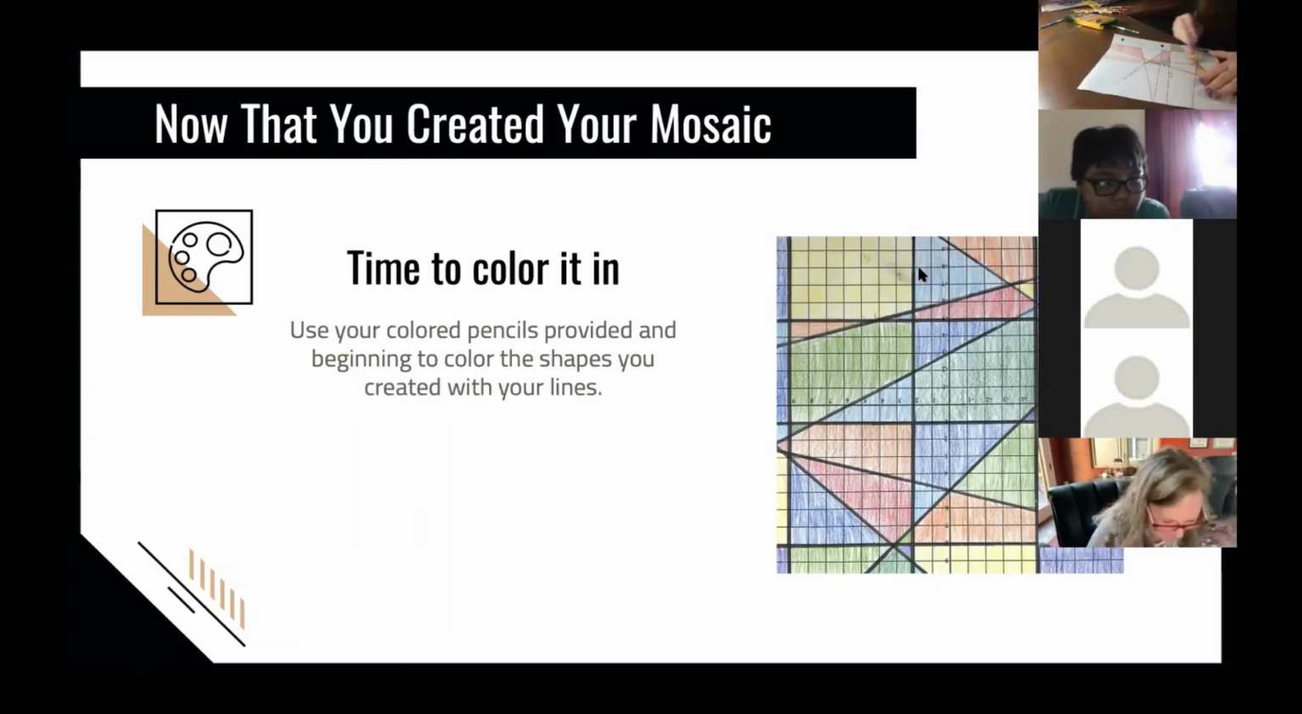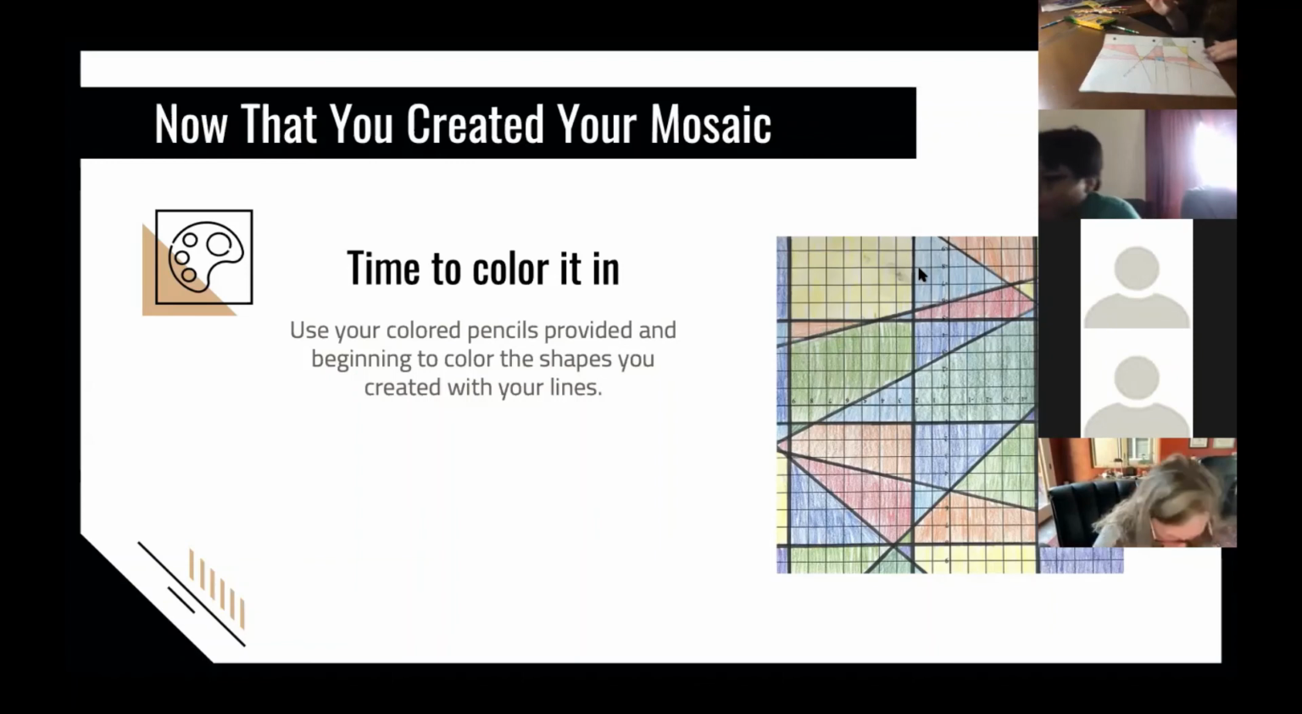If you've been coloring for a bit, you're going to notice your mosaic is starting to come together. You're trying to fill up all the squares. That way it's a full colorful page.